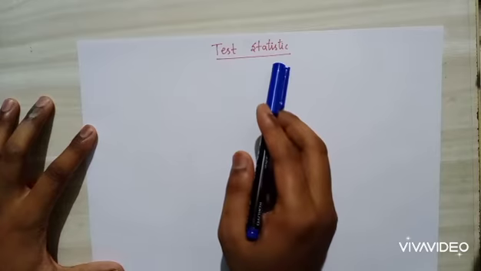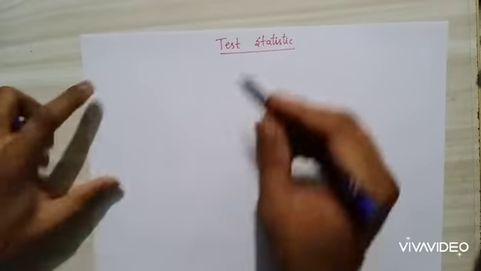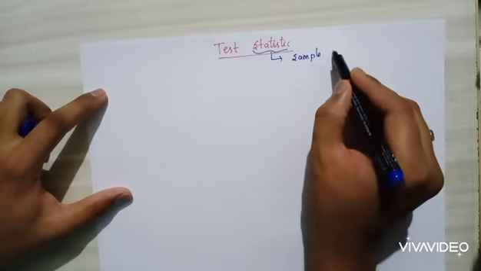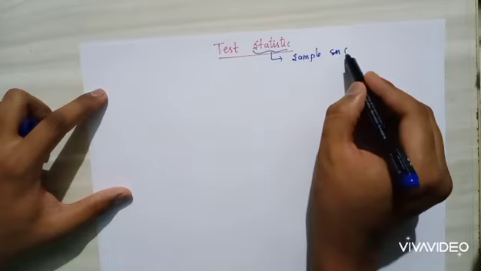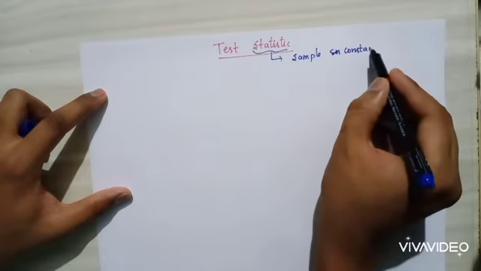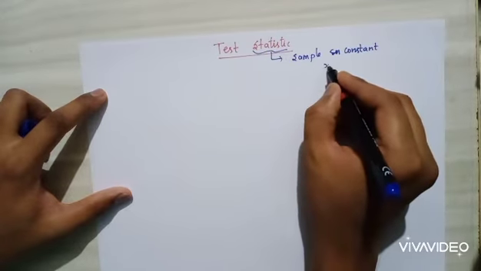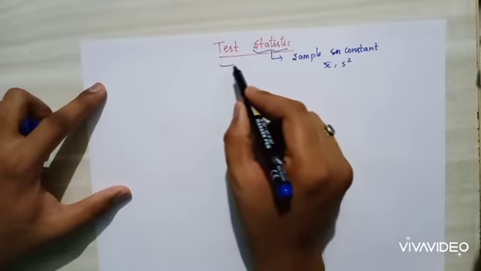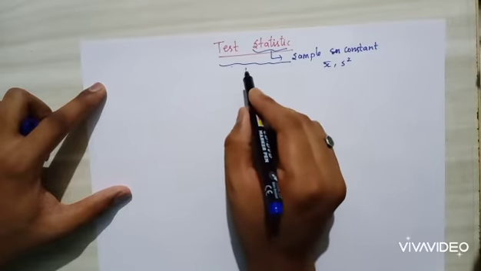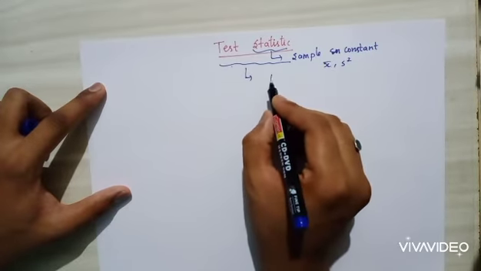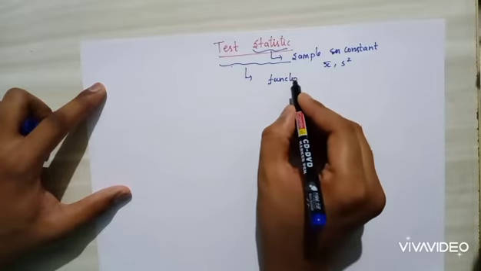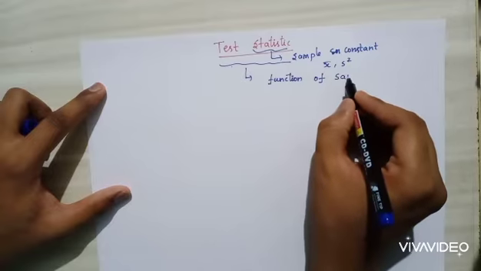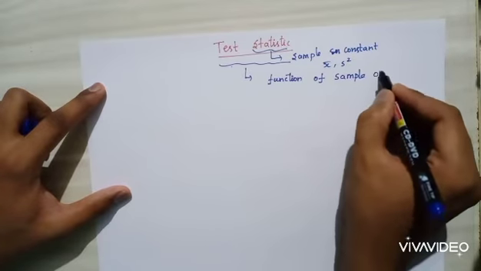The topic is test statistic. Statistic means a sample constant, like a sample mean and sample variance. The test statistic, this whole term, is a function of sample observation.